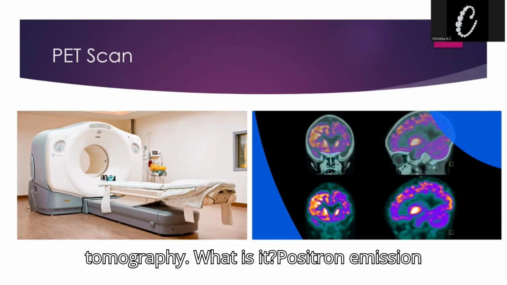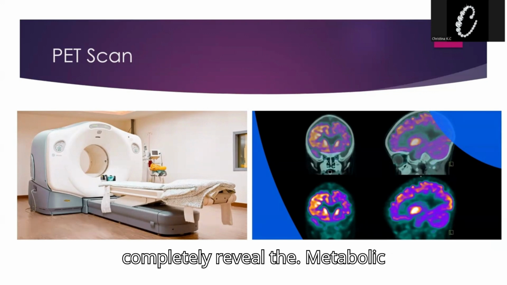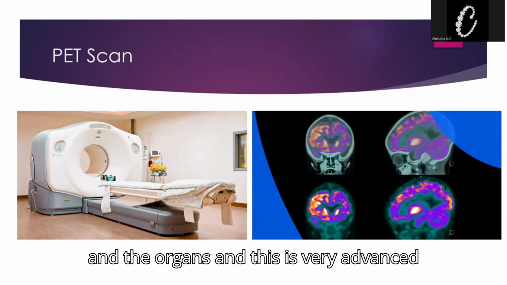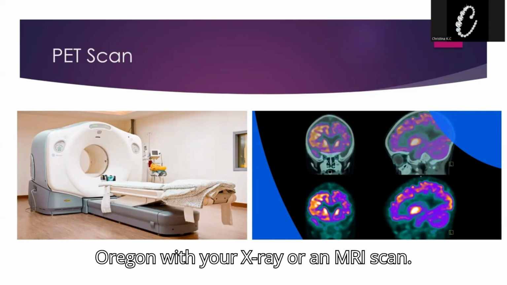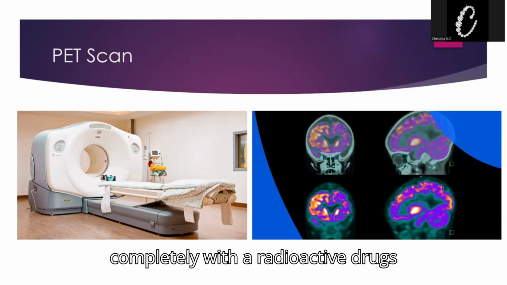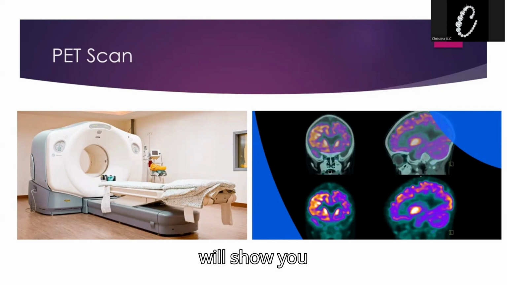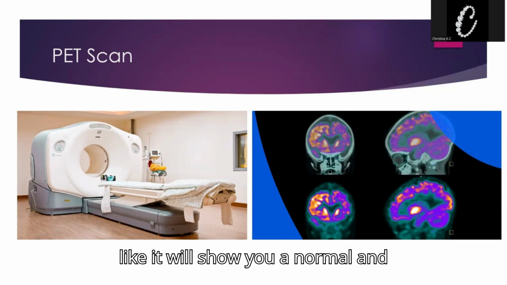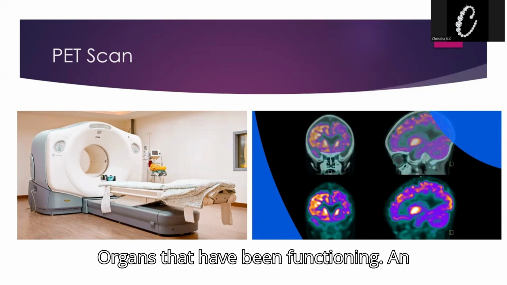What is it? Positron emission tomography. This will completely reveal the metabolic and biochemical function of the tissues and the organs. It is very advanced if you compare it with your CT scan, X-ray, or MRI scan. The PET scan uses radioactive drugs called tracers, because this will show you typical and atypical metabolic activity, like normal and abnormal metabolic activity of the organs that have been functioning.